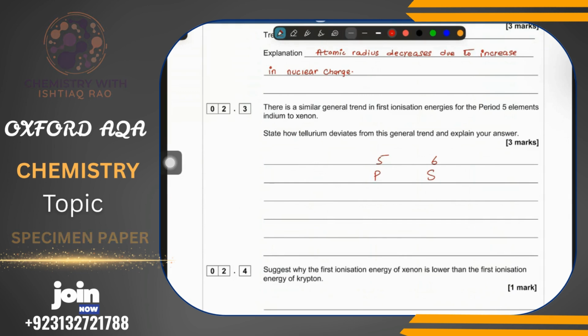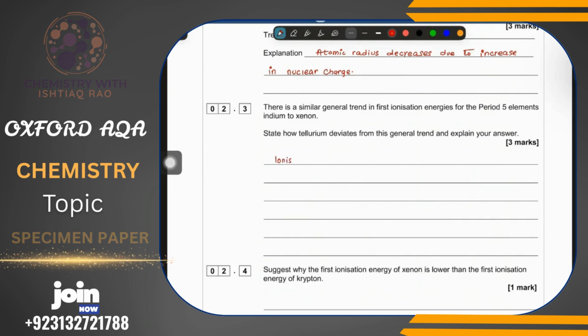If you remember, sulfur had the lower ionization energy, if I'm not wrong, because it was 3p4 compared to 3p3 for phosphorus. So the same goes for tellurium because it's the same group. The period is changed, of course, but the group is the same. So the ionization energy would be lower.